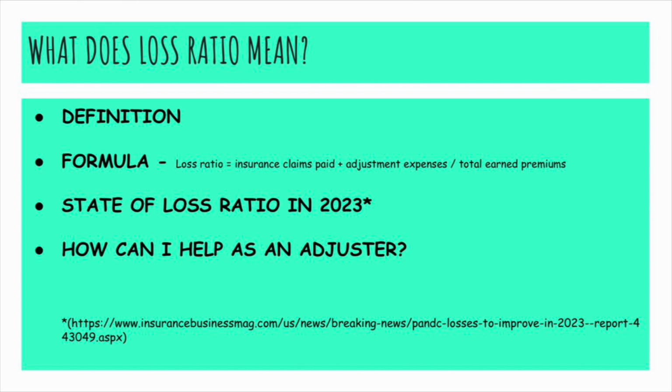Many insurance companies this year are alluding to or forecasting zero profits already in 2023. On a report cited on the slide by Insurance Business Magazine, the Fitch Ratings forecast settled on a 100.4% industry combined ratio for 2023, suggesting that underwriting profits may not return during this year, which is a scary thing for all stakeholders of the company, including the company's future. So how can I help as an adjuster?